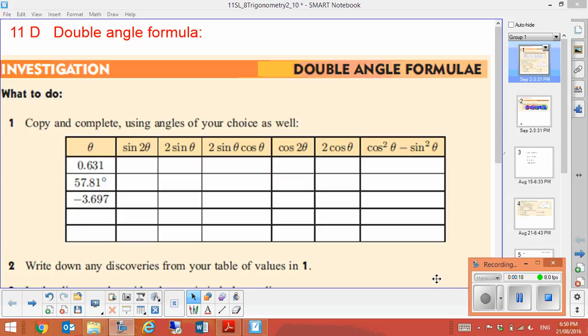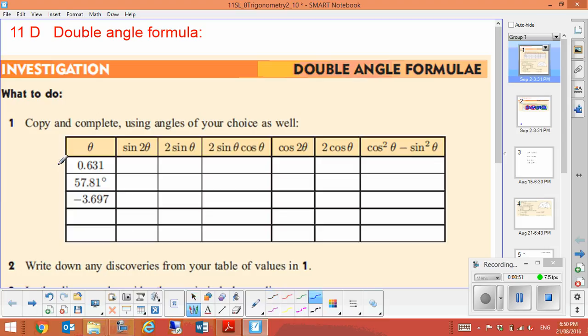So in the table set up here, what I'd like you to do is have a go at filling this in. Use your calculators. For these angles, we've got 0.631. There's no degree sign, so that tells us we're in radians. And if it's 0.631 and pi is about 3, we're not even a third of the way around half a circle, so we're somewhere in quadrant 1.